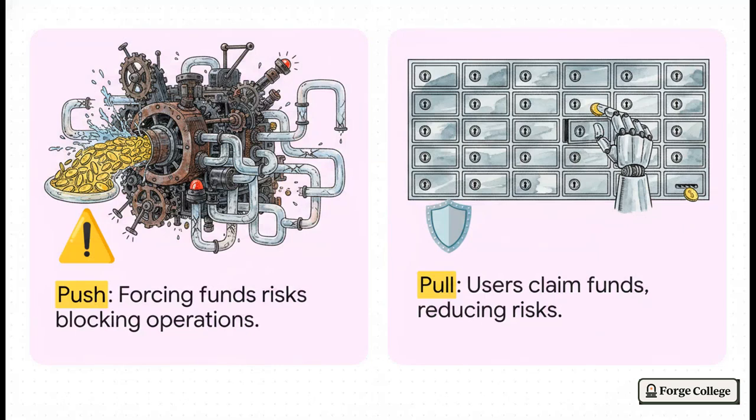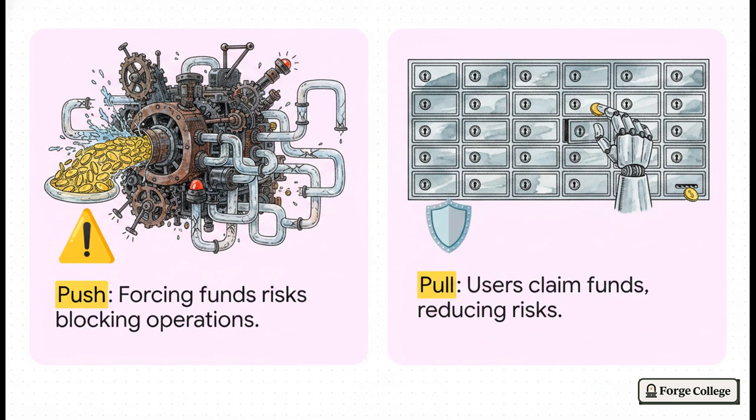As an engineer, you're going to want to heavily prefer the pull pattern over the push pattern. If your contract has an owner function that automatically pushes ether or tokens out to a massive list of users, a single malicious or reverting fallback function in that list can block the entire operation. It's a huge bottleneck. Instead, use the pull pattern.